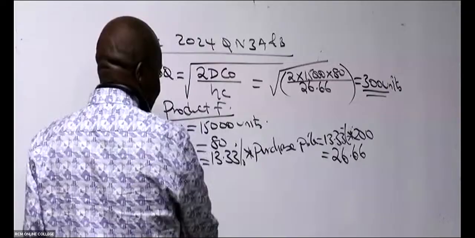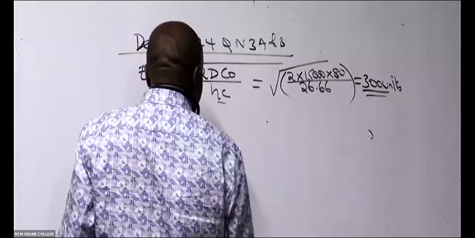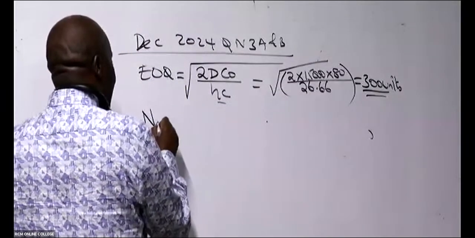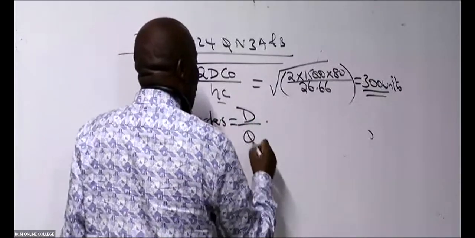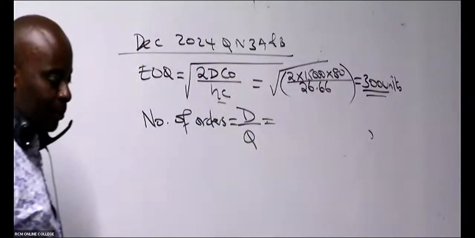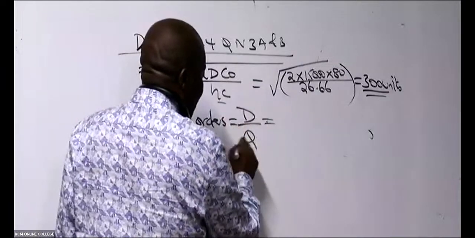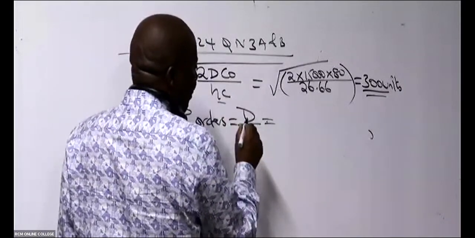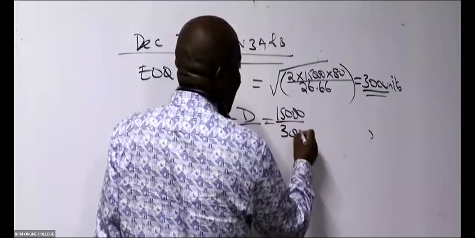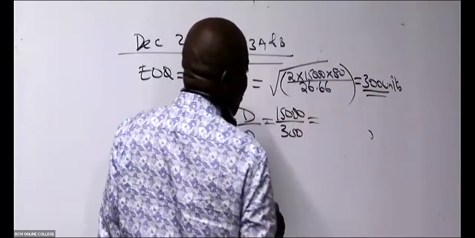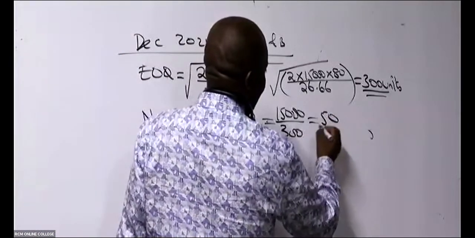Now I will easily be able to give you the number of orders. Remember, Roman 1, they wanted us to give them the number of orders. How do we get number of orders? We normally take D over Q. You take the annual demand divided by EOQ. The annual demand is 15,000. You divide this by 300, which ends up giving us 50 orders.